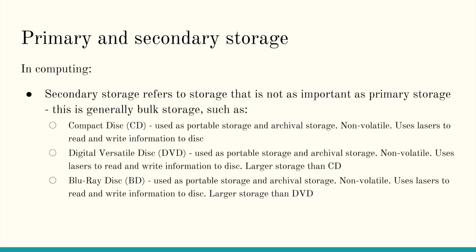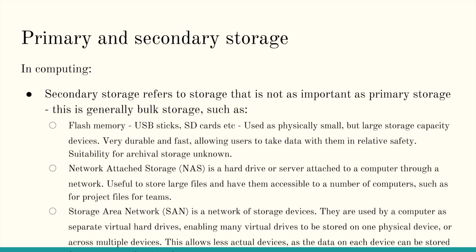We have CDs, DVDs, and Blu-rays, which are all variations on the same disk technology. They're used as portable storage and archival storage. They're also non-volatile, and they use lasers to read and write the information to the disk. The main difference between each of these is they use a different type of laser to write the disk, a smaller wavelength. As you go from compact disc to DVD to Blu-ray, the wavelength of the laser is smaller, which means it can write more information in the same size space.